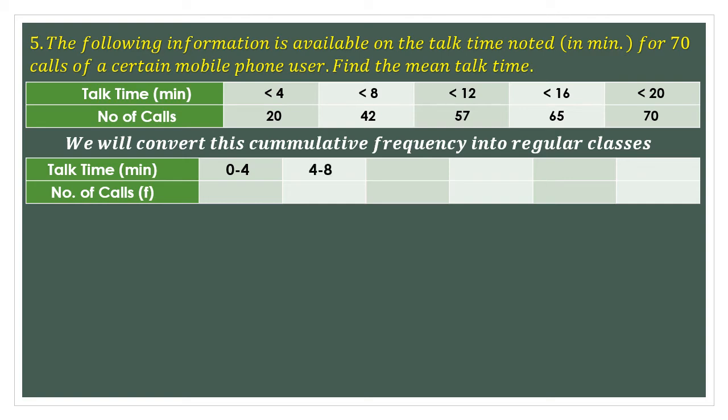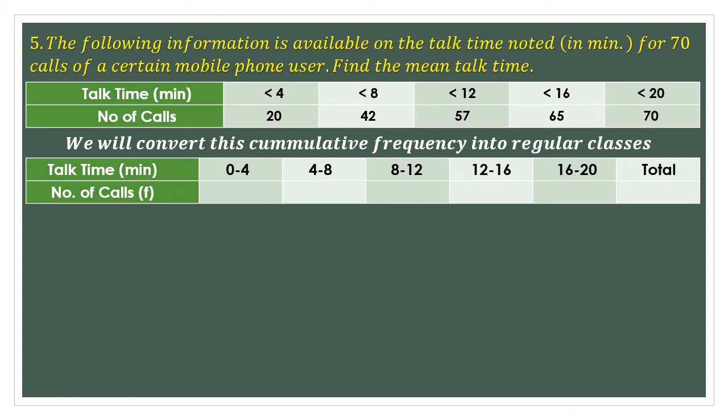Then it will be 8 minutes to 12 minutes. You see, I am just taking the values from the talk time minutes, less than 4, less than 8, less than 12, and converting them into the classes. So 12 to 16 and then 16 to 20. The last column will be for the total.